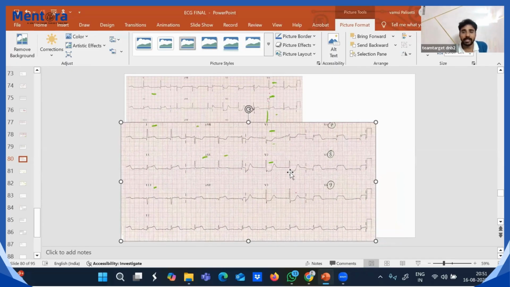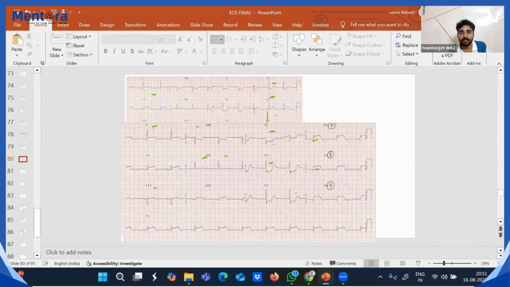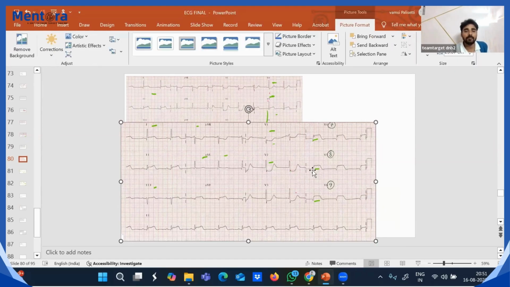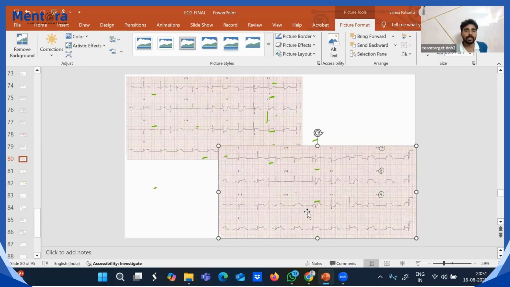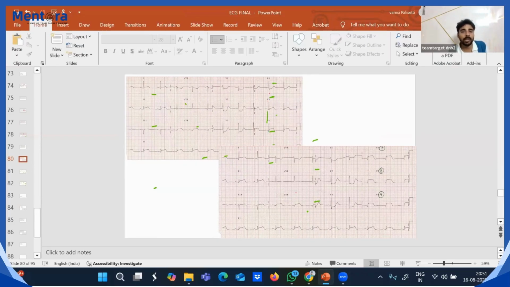This is your V7, V8, V9 here. So V7 has ST elevation, V8 also ST elevation, V9 ST elevation. I confirm posterior wall MI. Clear? So again they'll put the first ECG and just ask what is the next step. The next step is to check the posterior wall leads.